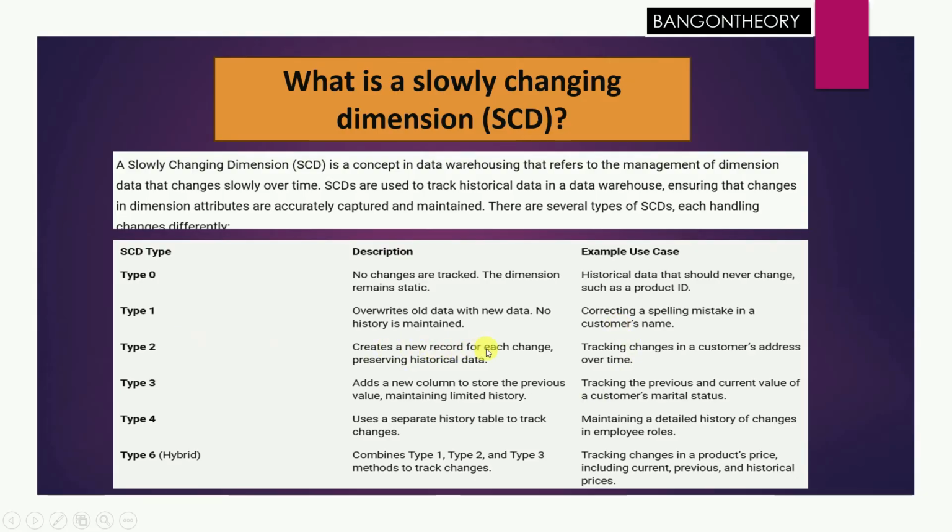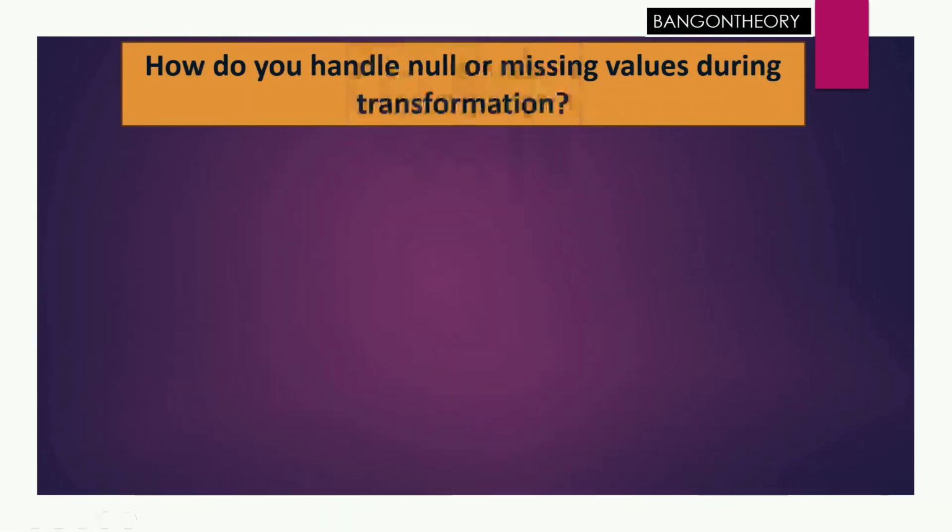Type 2 creates a new record for each change, preserving historical data. Type 3 adds a new column to store the previous value. And type 4 uses a separate history table to track changes. So the next question is, how do you handle null or missing values during transformation?